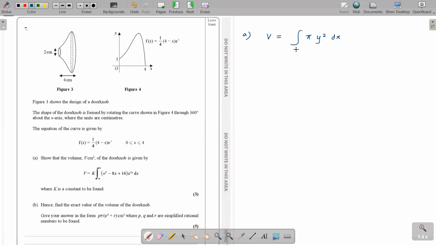And then for the integration, we put the limits. So our x limits are from where to where? Your starting x value is 0. Remember, dx means we put the x limits. So the starting x value is 0, and the ending x value is 4. Pi is a constant, so take pi out. 0 to 4. Okay, y squared. So who is y? y is 1 over 4 minus x, e to the x, whole thing squared, dx.